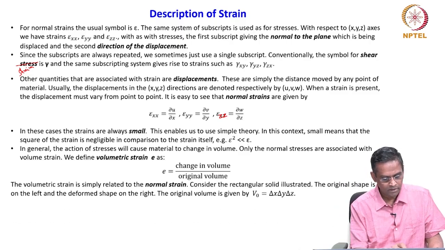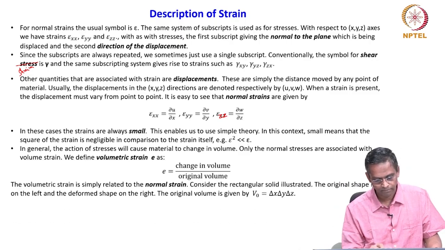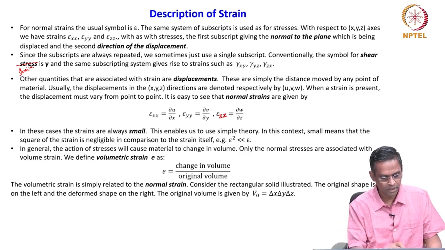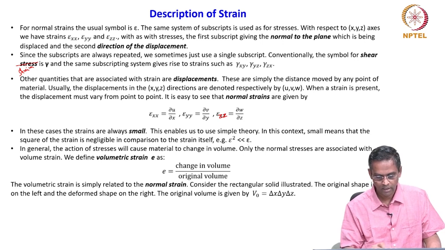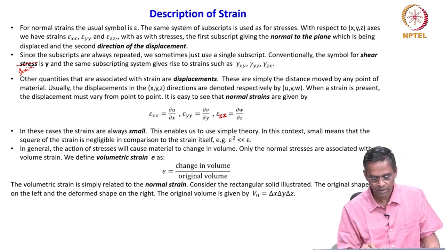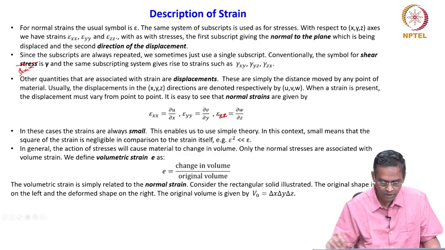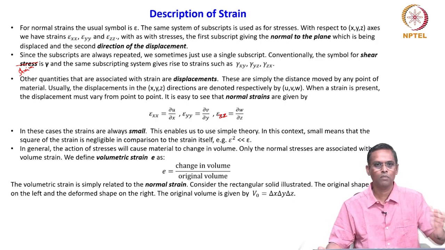The volumetric strain is simply related to the normal strain. Consider the rectangular solid illustrated. The original shape is on the left hand side and the deformed shape is on the right hand side. So the original volume is given by V naught equals del x, del y and del z.